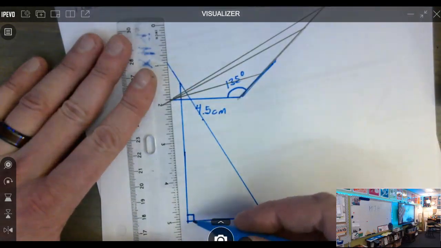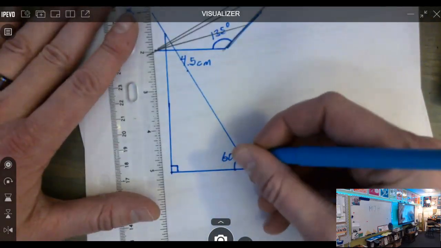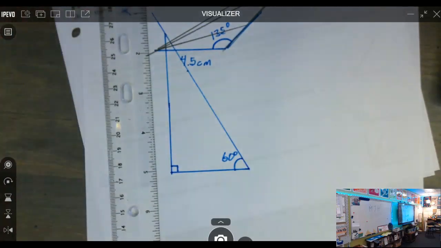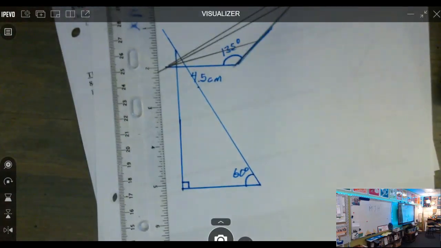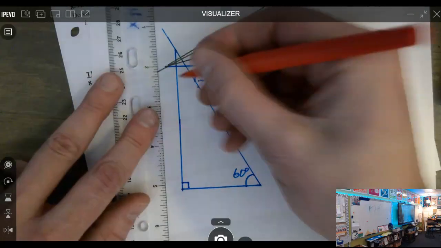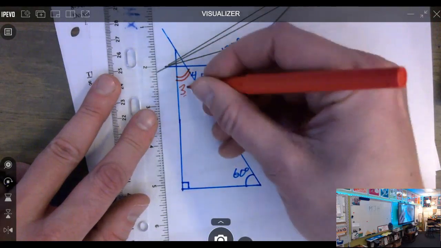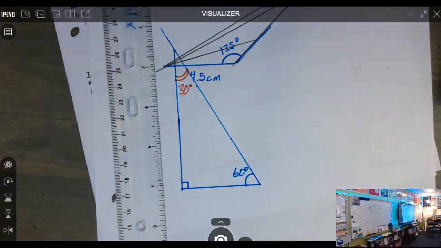So if that's 90, and we made this 60, and we said every triangle's angles sum to 180, what is this angle up here? 30 degrees. Is there any other option? No.